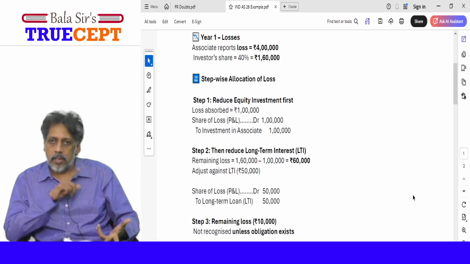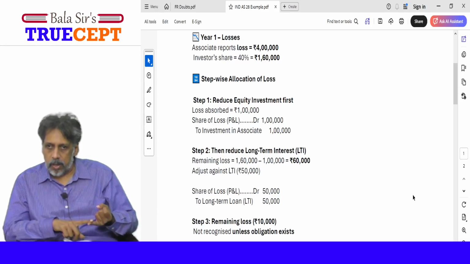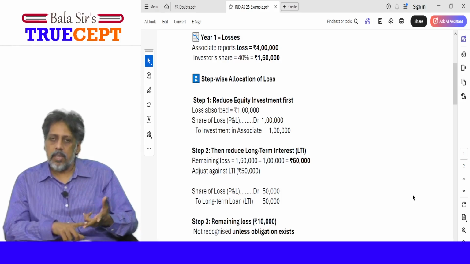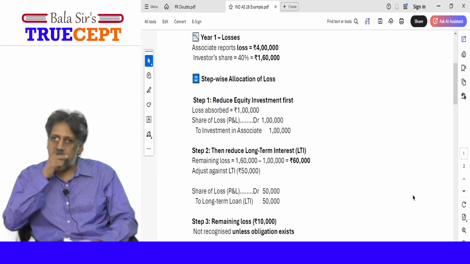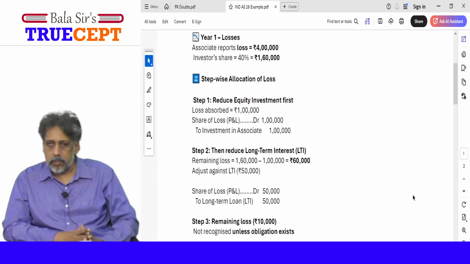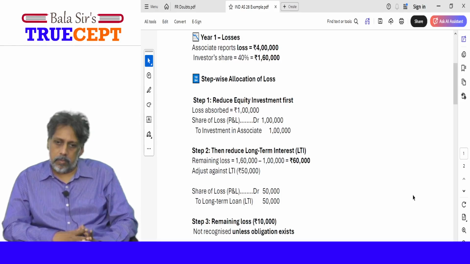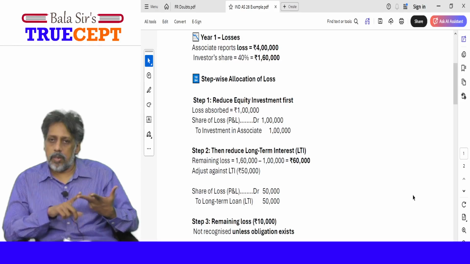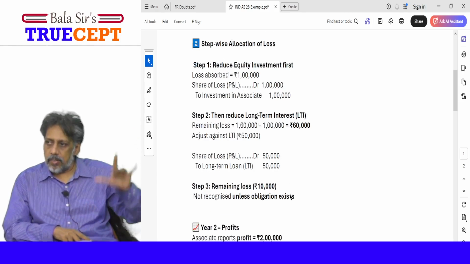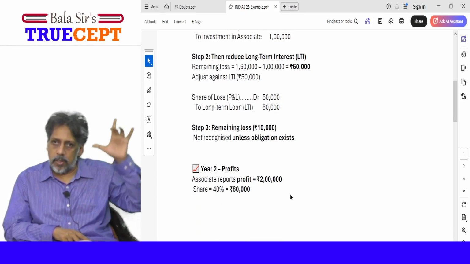What is the entry? You debit share of loss 1 lakh to investment in associate 1 lakh. So, you still have rupees 60,000 loss. Next. Step 2, then reduce long-term interest. So, the remaining loss is 60,000 rupees. Adjust LTI 50,000. So what you do, debit the long-term interest, in this case a loan. And it will not be repaid by the associate anyway, right? It is as good as an investment in the associate. So reduce the loan amount.